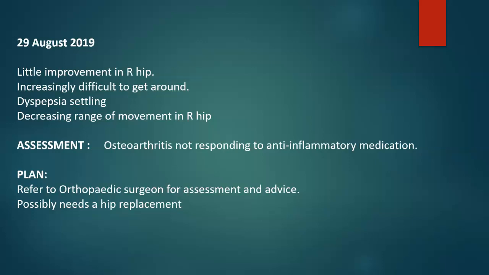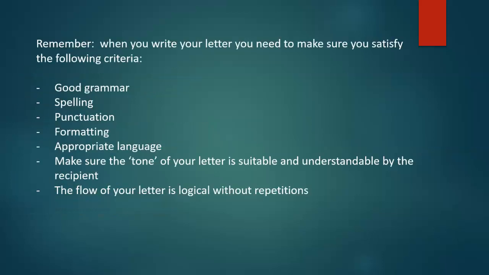And August comes along, a little improvement, and the dyspepsia is getting better, but there's a decreasing range of movement in the right hip. He's definitely got osteoarthritis, which is not responding to the anti-inflammatory medication. So your plan is to refer him to an orthopaedic surgeon for assessment and advice. And he might be needing a hip replacement. So you've got to make sure you do all this when you write the letter, right? That's a little reminder.